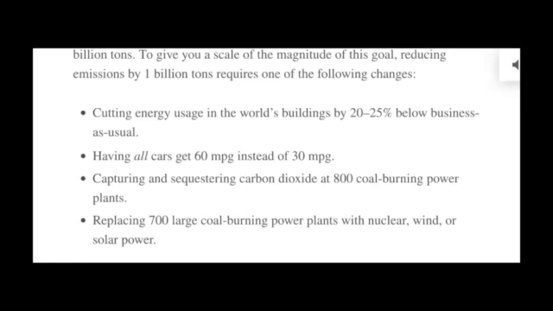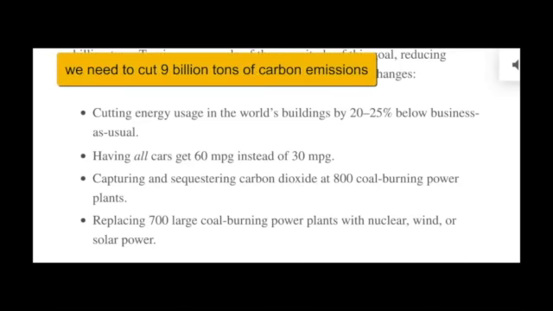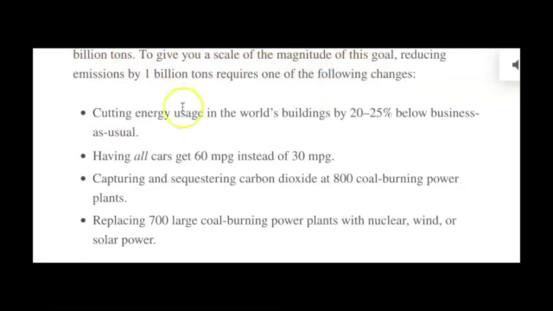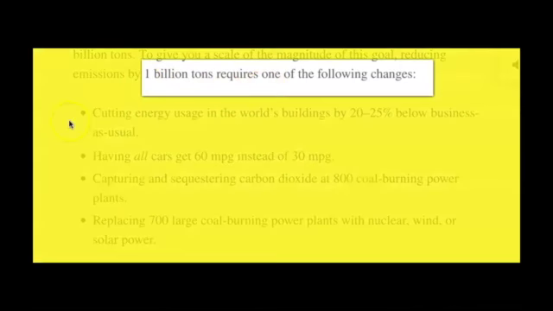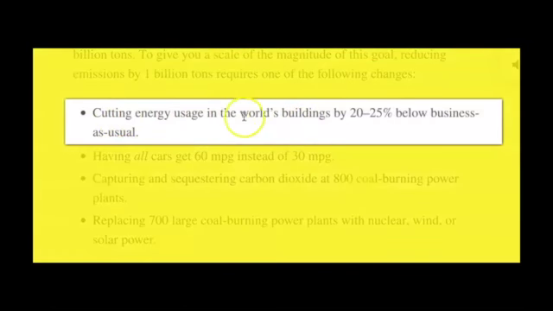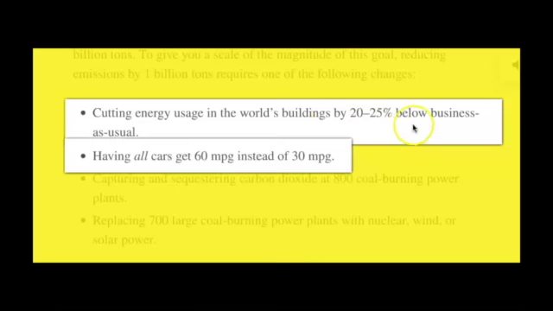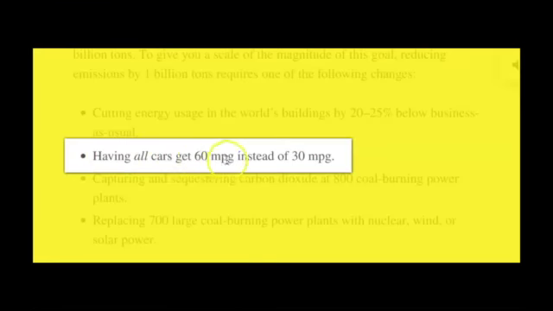In accordance with the Paris Agreement, all countries in the world need to cut 9 billion tons of greenhouse gas emissions. 9 billion tons. Now, to give you scale of the magnitude of this goal, this is directly from the ebook, Chemistry in Context, to just do 1 billion tons, each of these would cut 1 billion tons. So cutting energy usage in all the world's buildings by 20 to 25%. Or having all cars have better gas mileage, 60 miles per gallon instead of 30 miles per gallon.